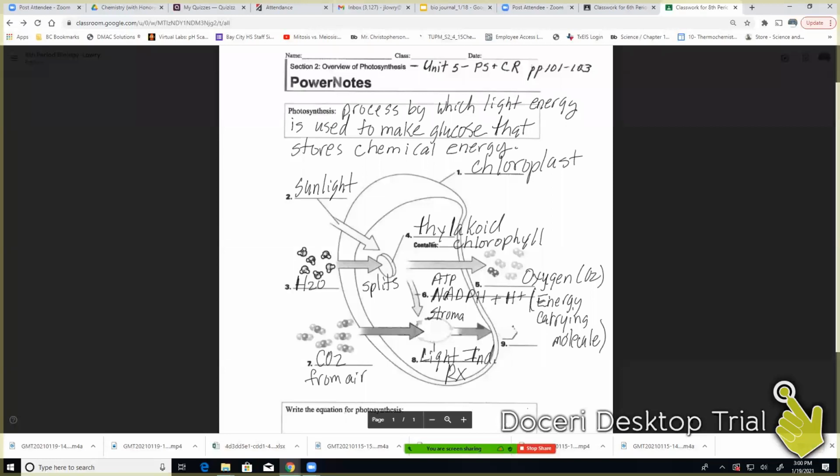Now to all that, we said that we get oxygen, and then this ringed substance is kind of hard to see. That's our glucose, C6H12O6. And then that glucose and that oxygen, when we start talking about cellular respiration, will go in and be broken down to produce a lot more ATP.